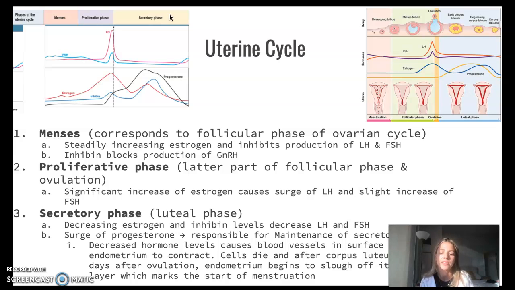It's responsible for the maintenance of the secretory endometrium, and decreased hormone levels cause the blood vessels in the surface layer of the endometrium that we talked about before to slough off. This is due to contraction, and the cells die, and after the corpus luteum dies, 14 days after ovulation, the endometrium begins to slough off its surface layer, which marks the start of menstruation. In the top right here, you can also just see the 3 phases, where the follicular phase and ovulation are combined together, and this is mirroring the uterine cycle stages, which can be seen.